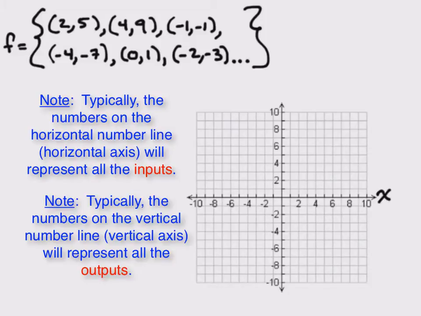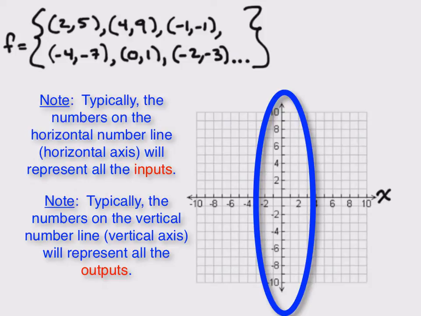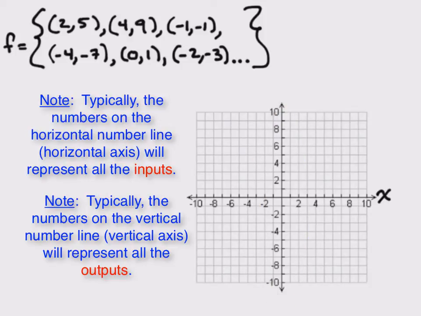Typically, the vertical axis represents all of our outputs, and it's helpful to let the reader know that by labeling that Y or writing output. Again, you could use whatever variables you want as long as the reader knows which one is the input and which one is the output.